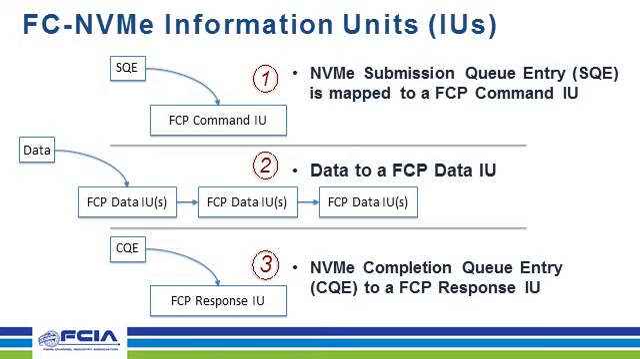So in this slide, if you want to send a command, the SQE, which is the submission queue entry, which is an NVMe command, is mapped into an FCP command IU. Any data resulting from that command is mapped into FCP data IUs. And then a response, which is the completion queue entry, is mapped into an FCP response IU.